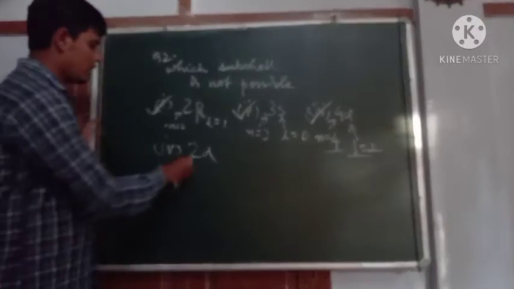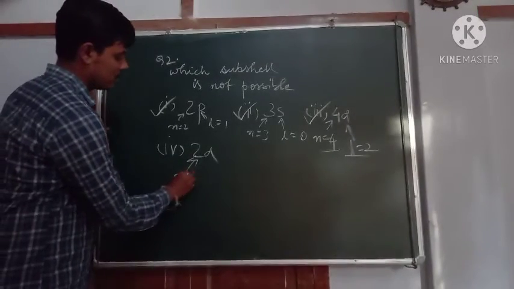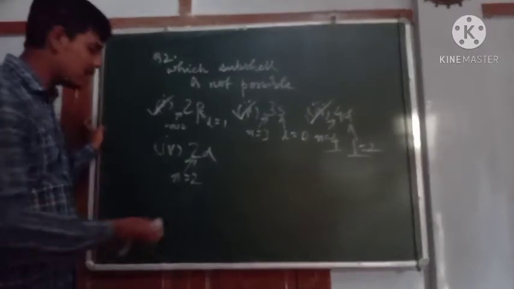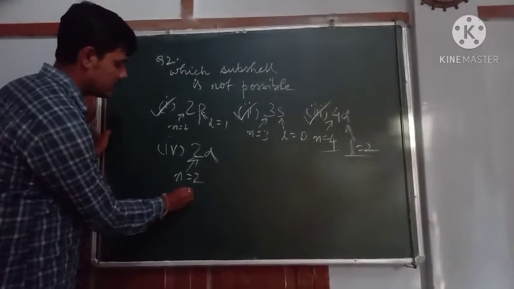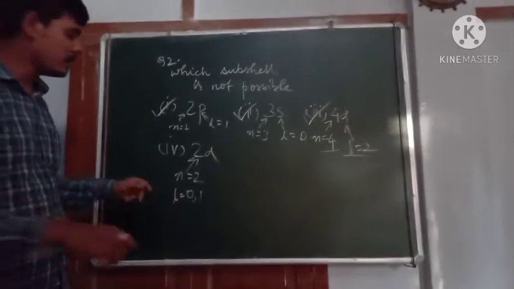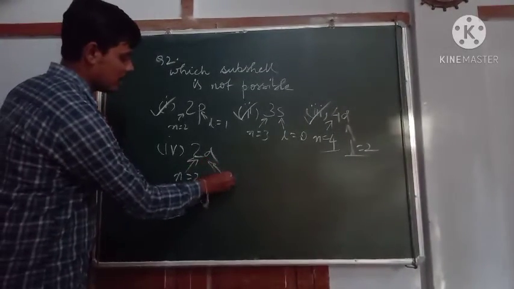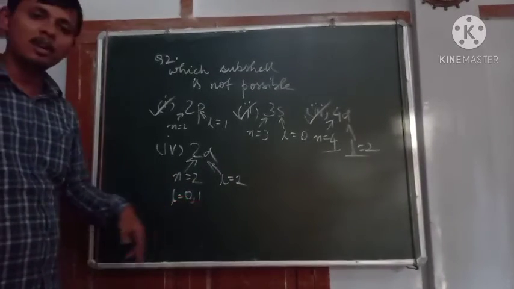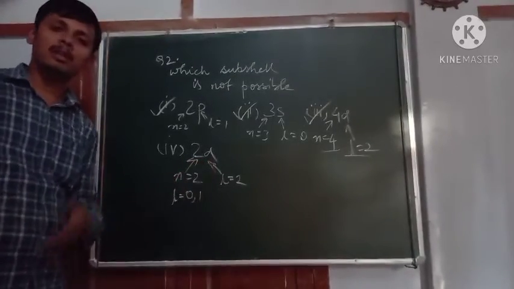Option 4. What is the value of n? n is 2. If n is 2, then what can l be? l can be 0 or 1. If n is 2, then l can only be 0 or 1, nothing else. So here l is 2. If n is 2, l can be 0 or 1, and nothing beyond that. But here l is 2. That means this is not possible.